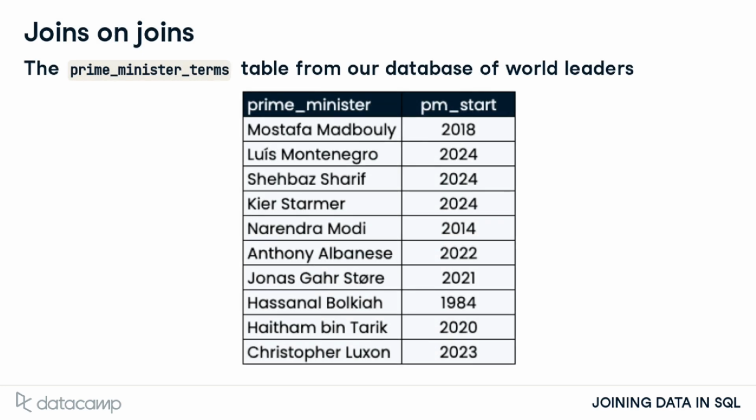Thinking back to our example of world leaders, let's say that we are interested in identifying countries of the world that have both a president and a prime minister and want to know the year each prime minister came into office. Let's have a look at the prime minister terms table from our database of world leaders. It contains a prime minister column with prime minister names as well as a PM start column containing the start year of a prime minister's term.